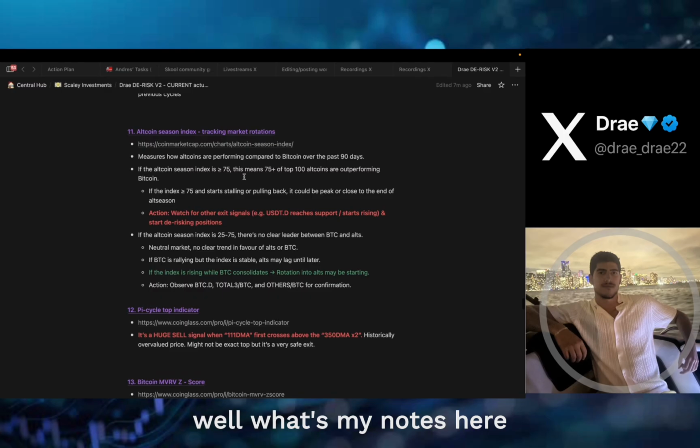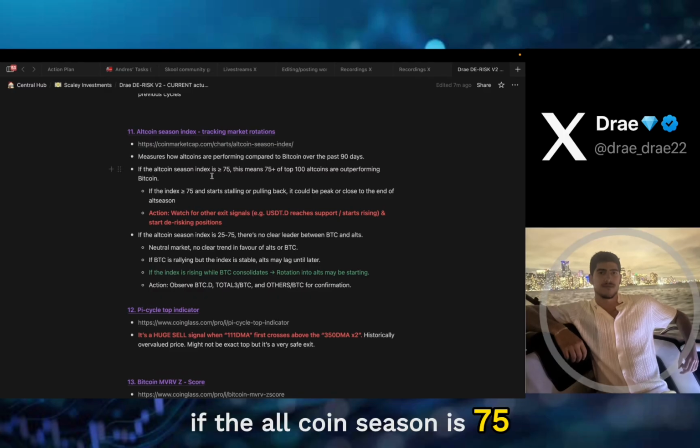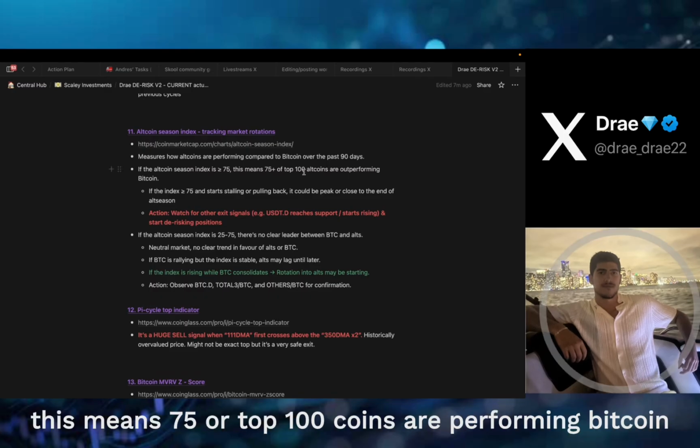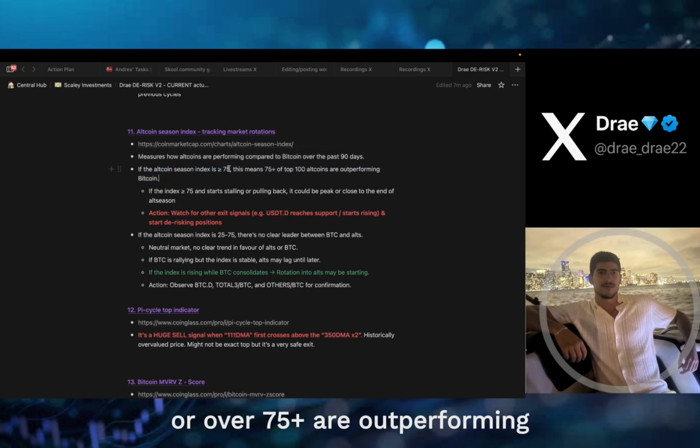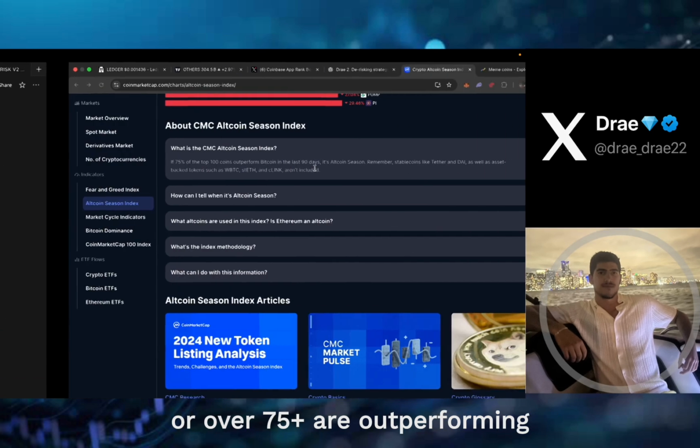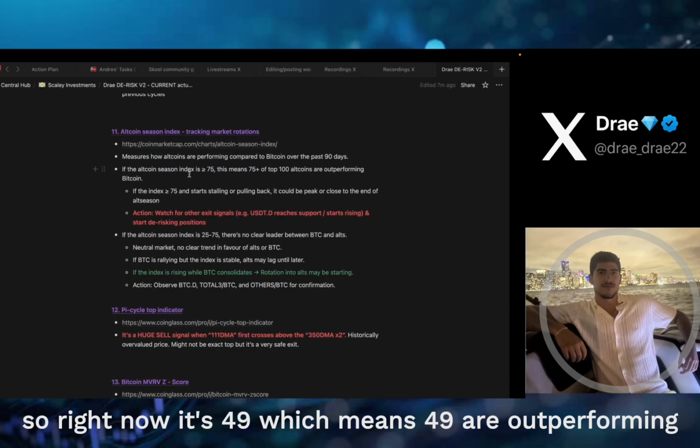Well, what's in my notes here? If the altcoin season index is 75, this means 75 of the top 100 altcoins are outperforming Bitcoin. All right, well, there's your explanation. So if the altcoin season index is 75 or over, 75 plus are outperforming. Right now it's 49, which means 49 are outperforming.